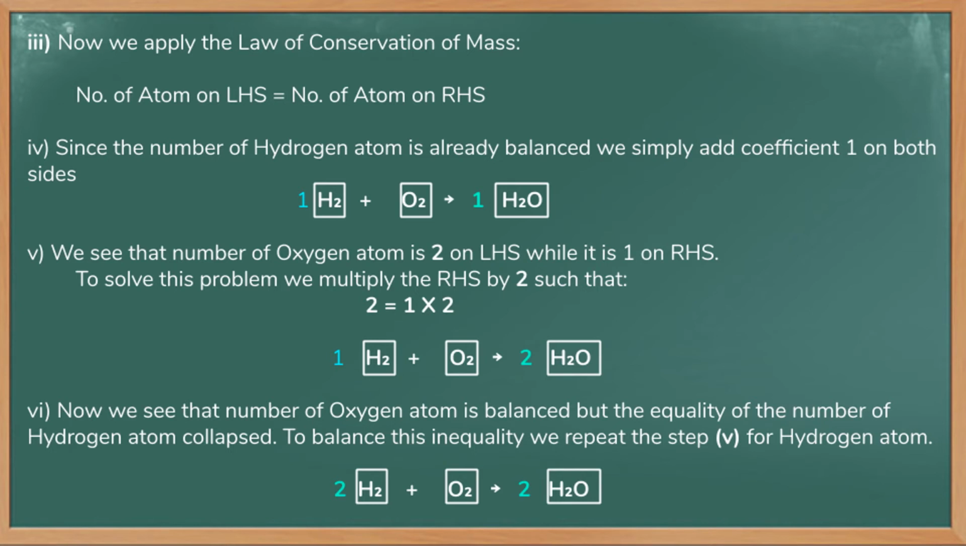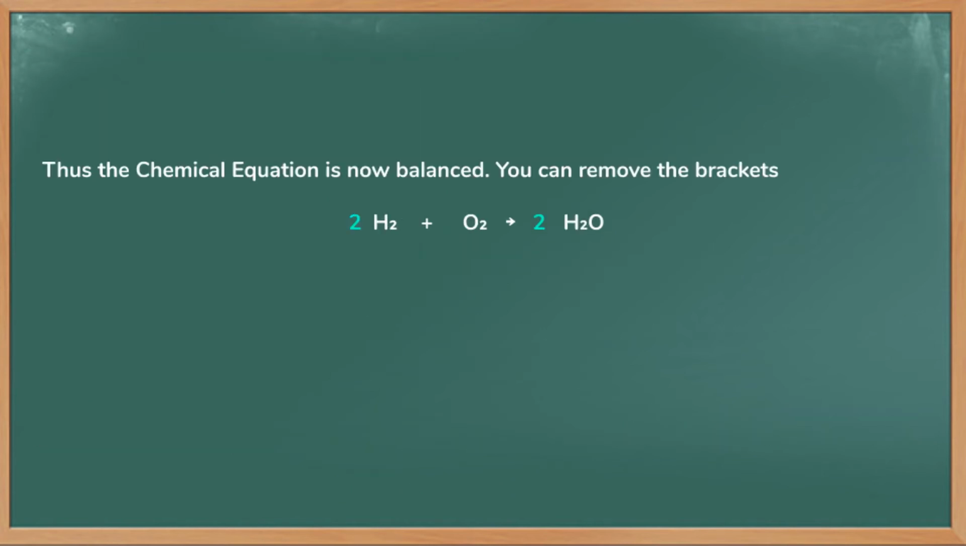But we can see that in order to do so we disturbed the equality of hydrogen atoms. To balance it, we have to make the number of hydrogen atoms on the left 4. So we multiply the left by 2, thus we have 4 hydrogen atoms on both sides and 2 oxygen atoms on both sides. We successfully balanced a chemical equation. We can use the same approach to balance any chemical equation. It is called the hit and trial method.